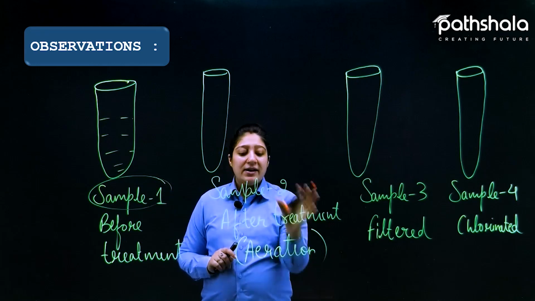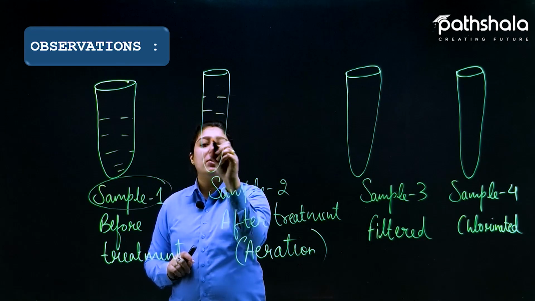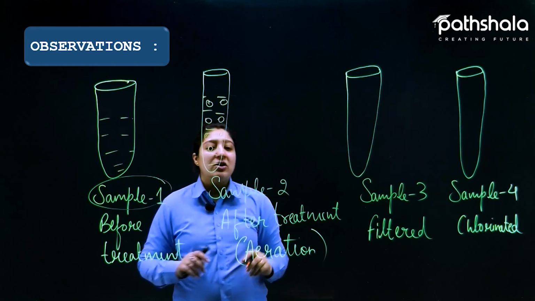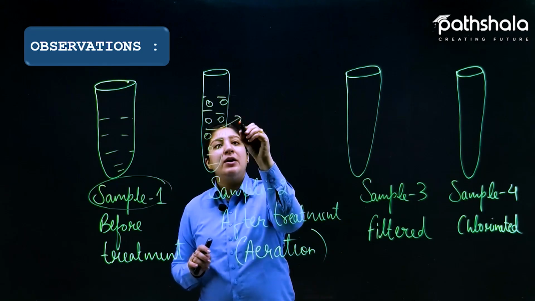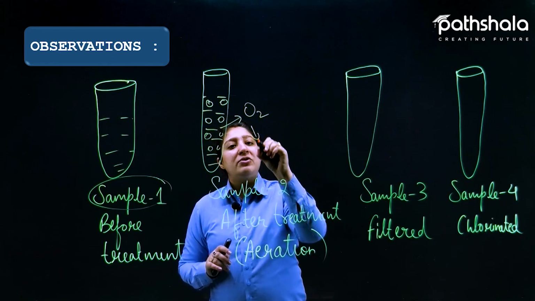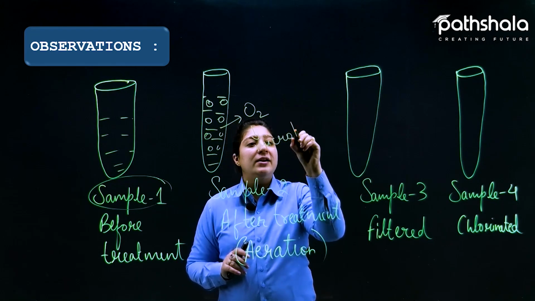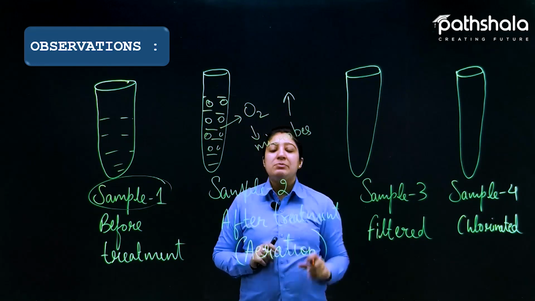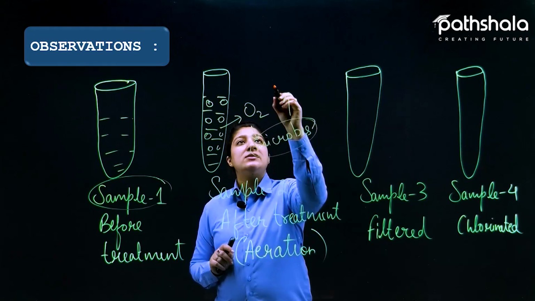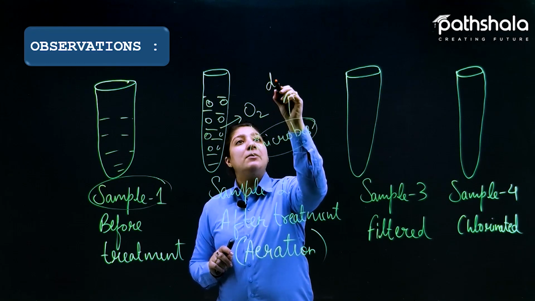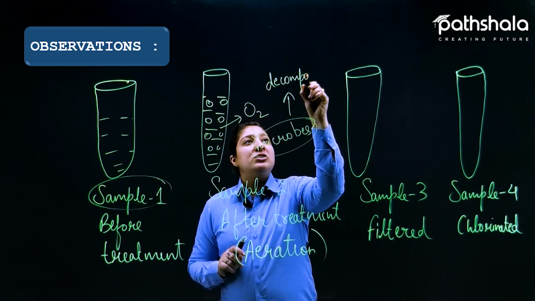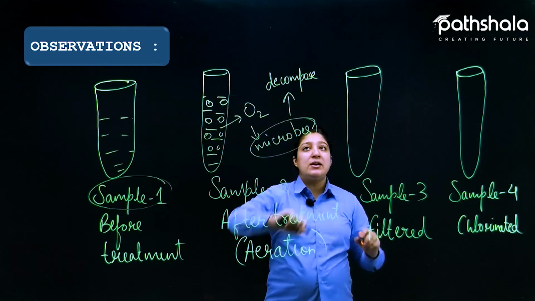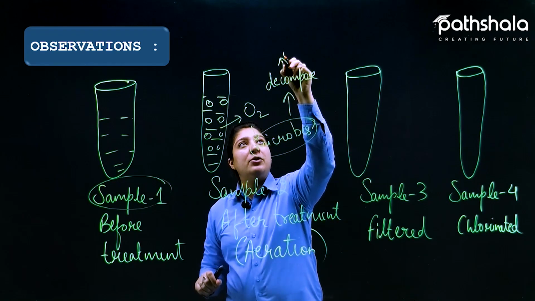But after the aeration process, what is there? The bubble formation will be there, and because of the bubble formation, or we can say because of the proper oxygen here, more microbes are going to grow here. And these microbes are going to work on the waste that is present here and decompose that waste. Because of that decomposition, the organic waste will be converted into proper manure.